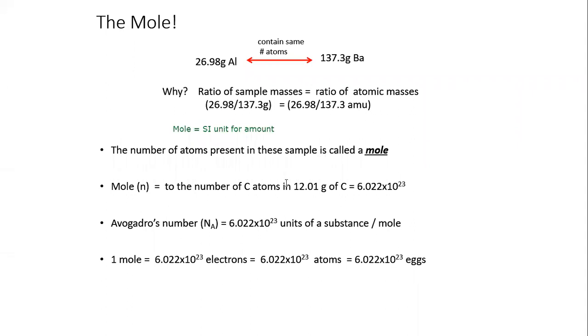And the mole is officially, one mole is officially the number of carbon atoms in 12.01 grams of carbon. And that's because carbon-12 is very stable. That's why we base it off of the number of carbon atoms in 12.01 grams of carbon. And that number is 6.022 times 10 to the 23rd. And this is referred to as Avogadro's number.